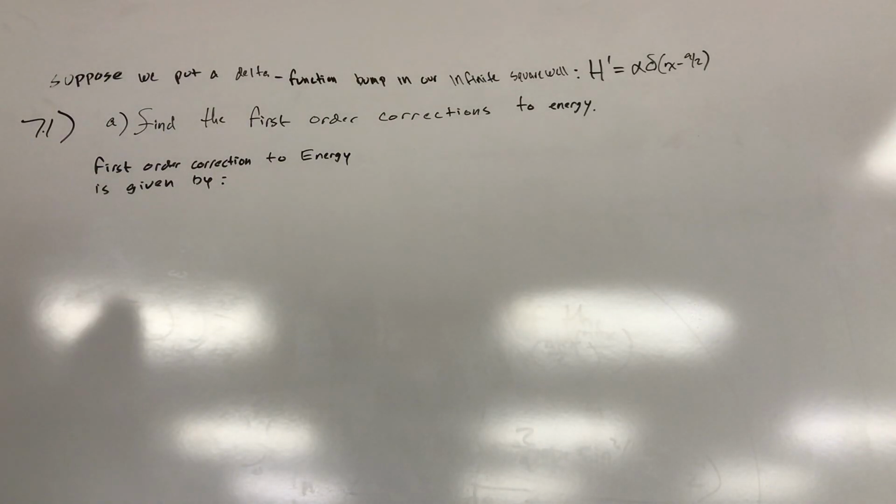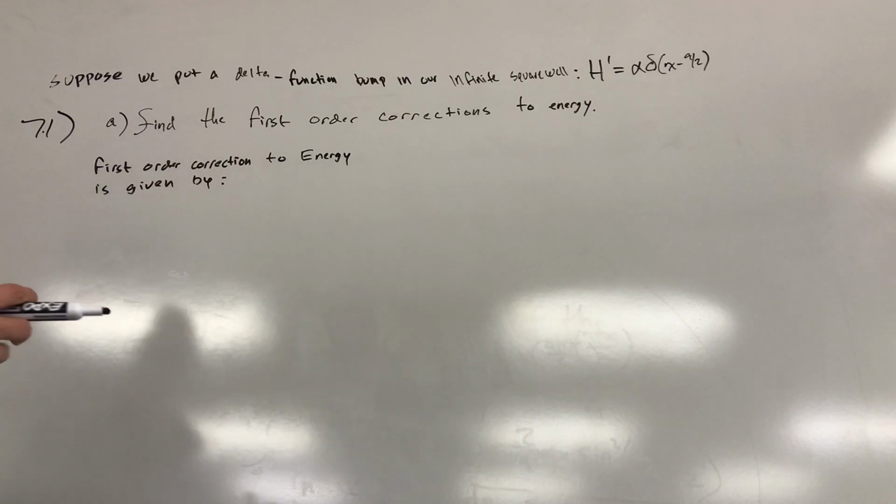So the question I'm going to be looking at today is question 7.1 in the book. It's where we put a delta function in the center of an infinite square well. H prime is equal to alpha delta function times x minus a over 2. And look at the first order corrections to energy that must be made.